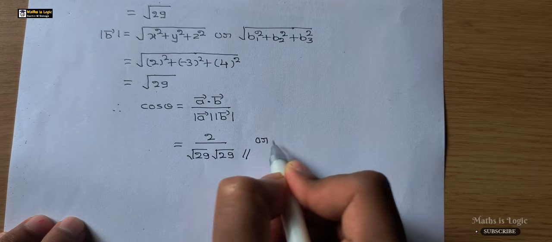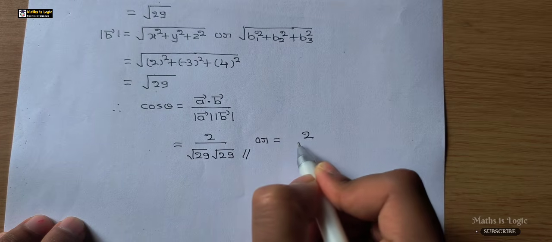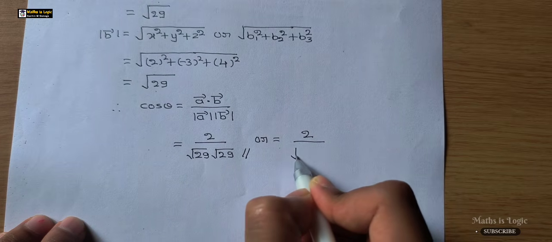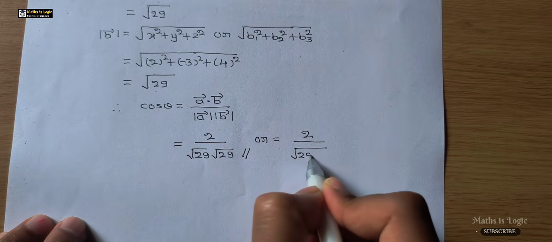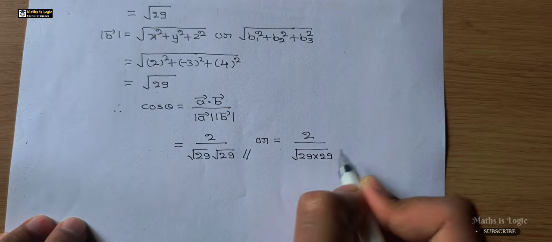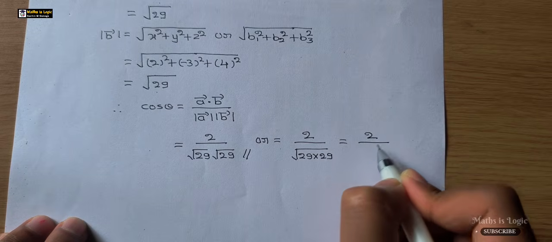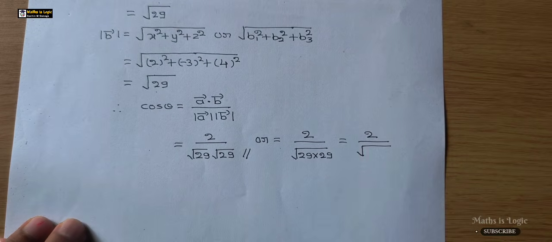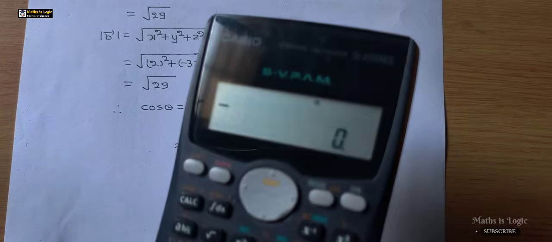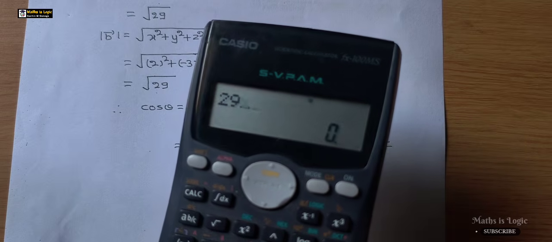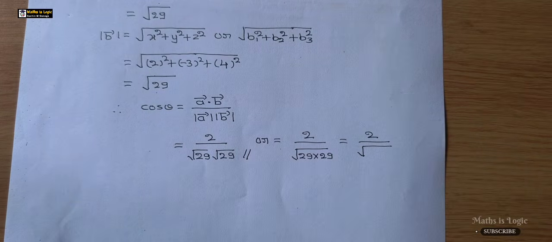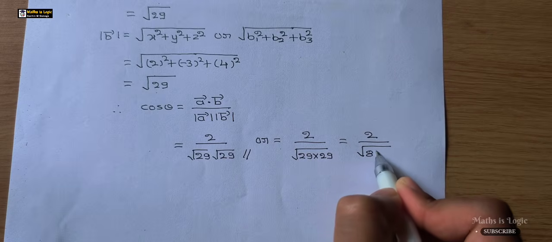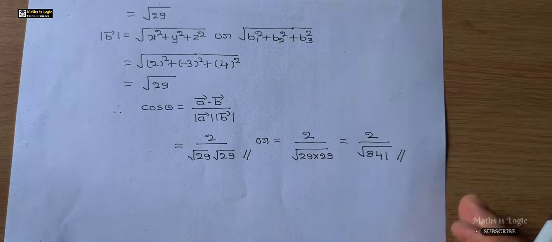Further, if you want to do the simplification, how to write, which is equal to 2 divided by common root. If I take the common root, you need to multiply 29 into 29. So which is equal to 2 divided by square root, keep it as it is. So 29 into 29 is 841. So this is the final answer.